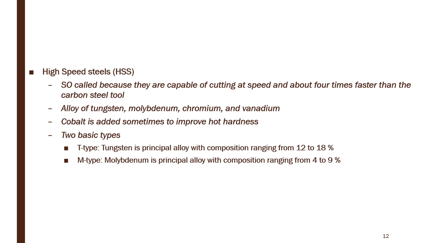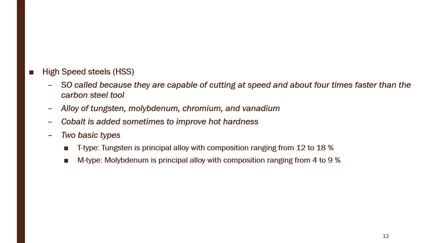In T type HSS, tungsten is the principal alloying element, with a composition ranging from 12 to 18%, whereas in M type HSS, molybdenum is the principal alloying element, with a composition ranging from 4 to 9%.